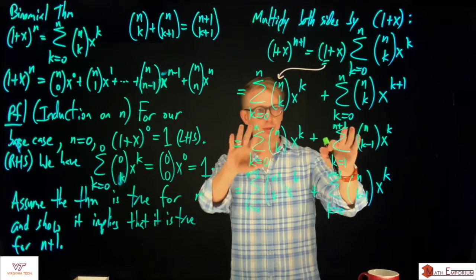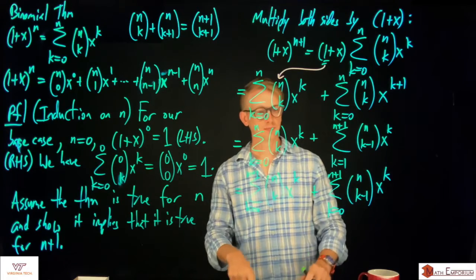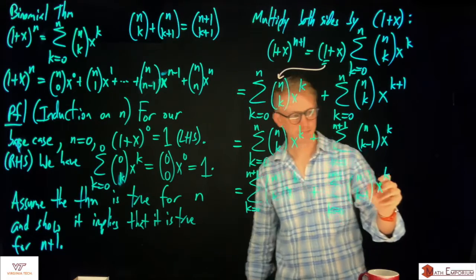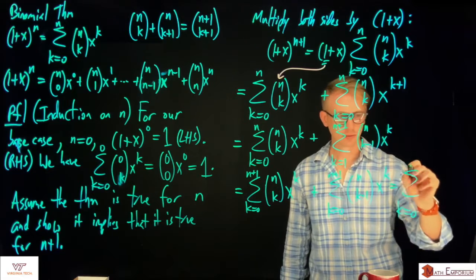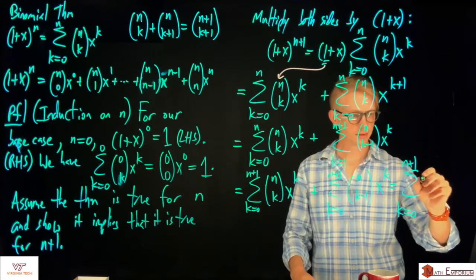So I've added a term to each of these sums, but now our indexing matches perfectly from 0 to n plus 1. And now what I need to do is combine these two sums into a single sum, going from 0 to n plus 1. These two coefficients add together.